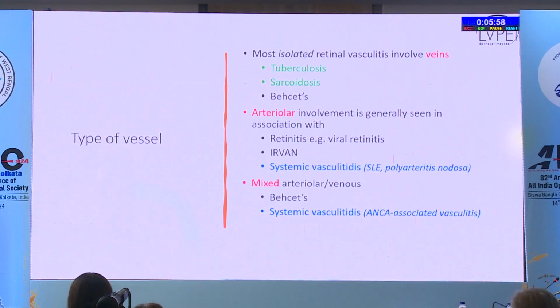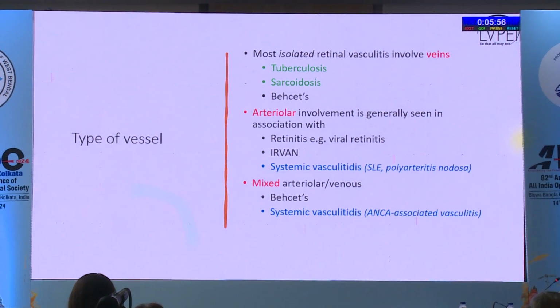So when it comes to the type of vessels, most retinal vasculitis that you will be seeing in your clinic will be involving the veins. They are periphlebitis, and the 2 conditions that are commonly associated with periphlebitis are TB and sarcoid. And these are probably the most common causes of vasculitis that you may be able to pick out. Behçet's can also cause primary retinal periphlebitis. Arteriolar involvement is mainly seen in the infectious retinitis, for example, viral retinitis or toxoplasma retinitis. These are secondary arterial involvements.